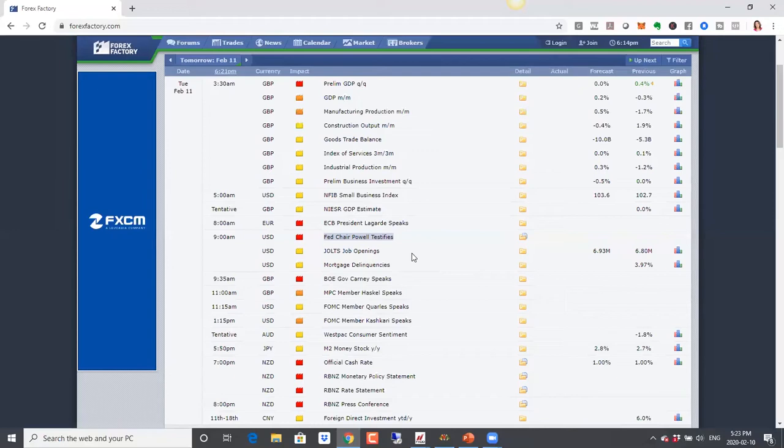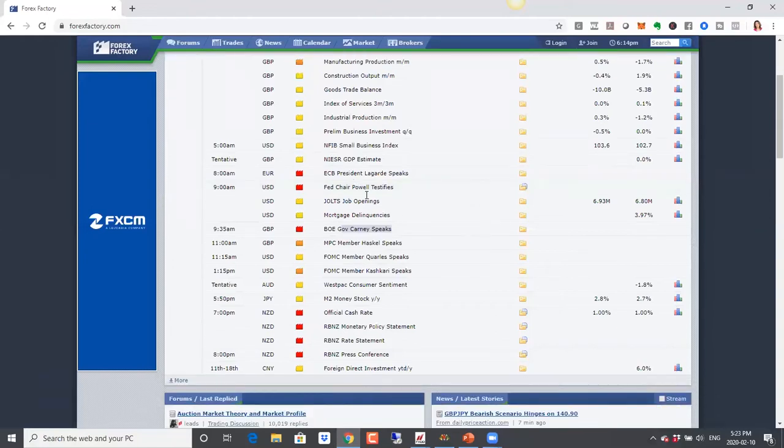So any of that stuff will be negative, and we could see euro and even the US dollar, if they talk about cutting interest rates and stuff like that, that would have a negative impact on the US dollar. So we also have Bank of England Governor Carney speaking. So three central bankers here pretty much back to back. So expect volatility in the market here.